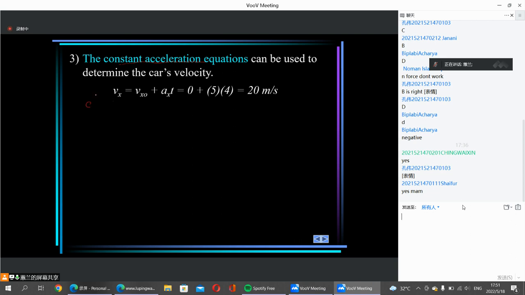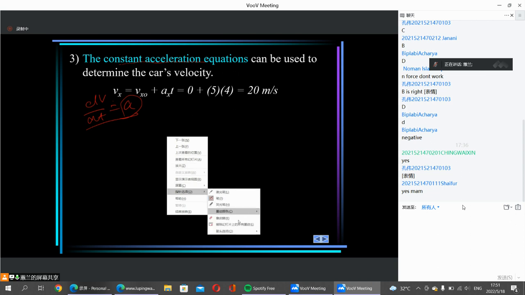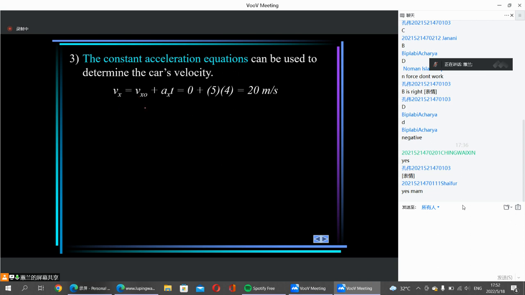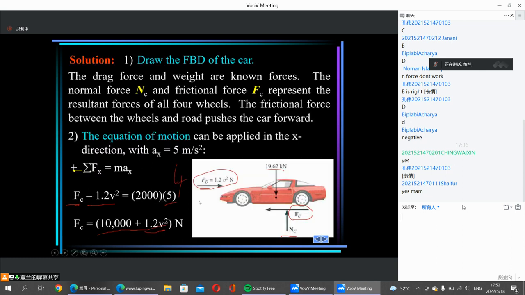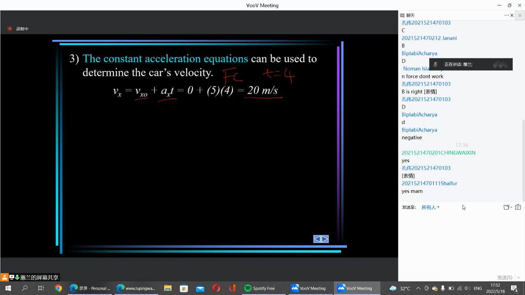Because we know dv/dt is equal to the acceleration. Acceleration is a constant, so it's easy to find the velocity. The velocity at any time will equal the initial velocity plus axt. So it's 20 meters per second. So accordingly, we can find the friction force when t equals 4 seconds, right? Just substitute the value of the velocity into this equation. We can find out Fc, right?